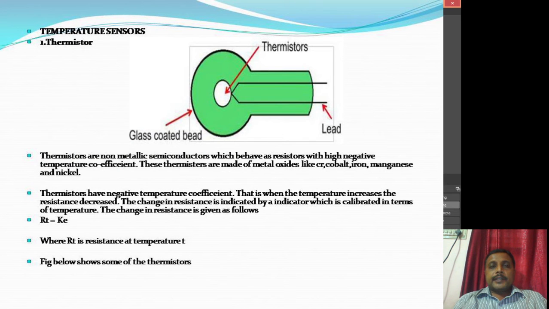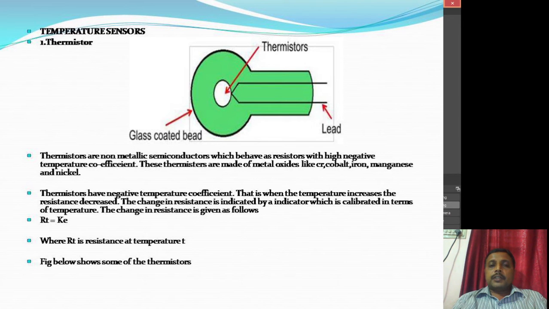Coming to temperature sensors, we have two types: thermistors and bimetallic strips. First I will move on to the thermistors. So what are thermistors? They are nothing but non-metallic semiconductors which will behave as resistors with high negative temperature coefficient. These thermistors are generally made up of metal oxides like chromium, cobalt, iron, manganese and nickel.